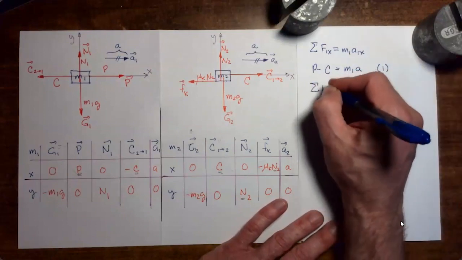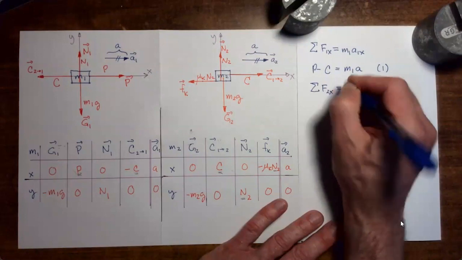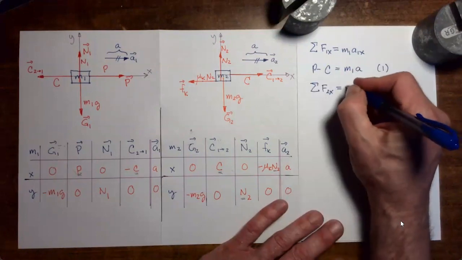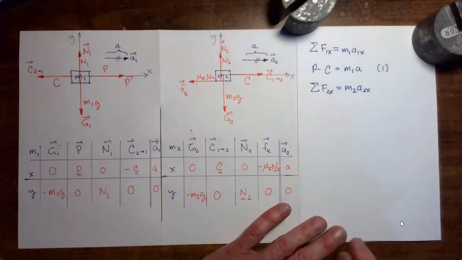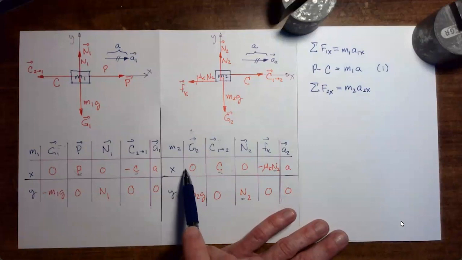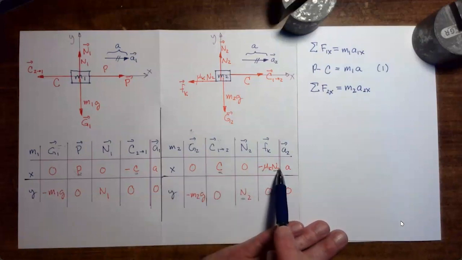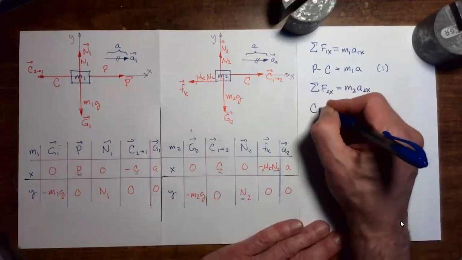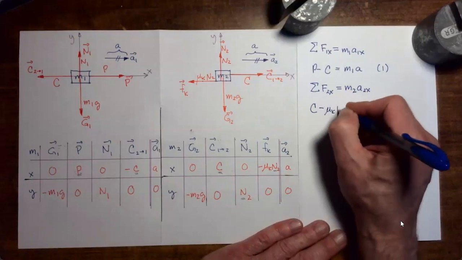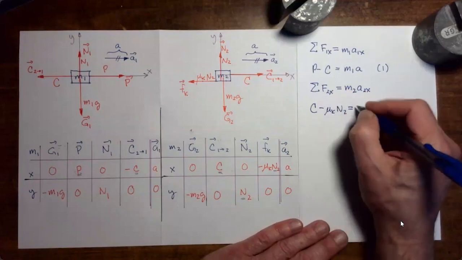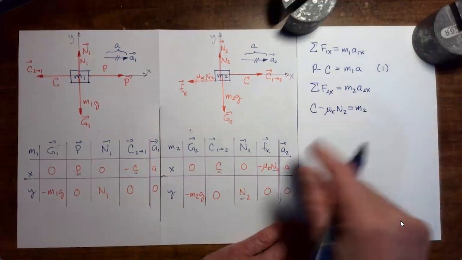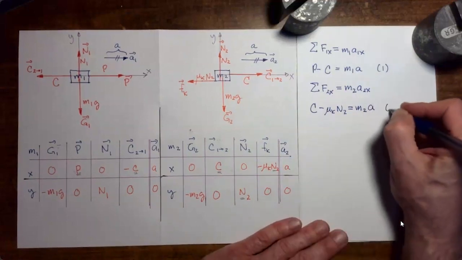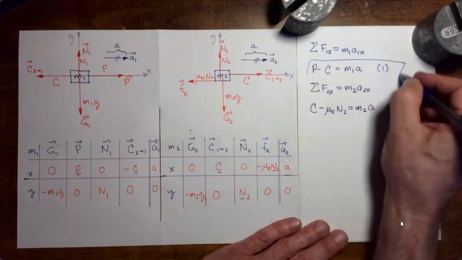So this will be our first equation. Then we're going to need the x equation for mass 2. Sum of x components of forces acting on mass 2 equals mass 2 times the x component of the acceleration of 2. So we add up the x components of the forces acting on mass 2. That gives us C minus mu k N2 equals m2. And then the x component of the acceleration of 2 is just A. Call that equation 2. I'm going to box these.